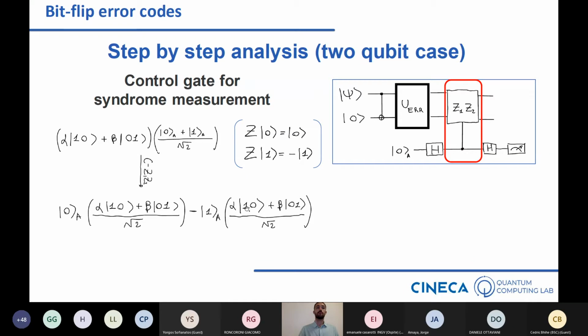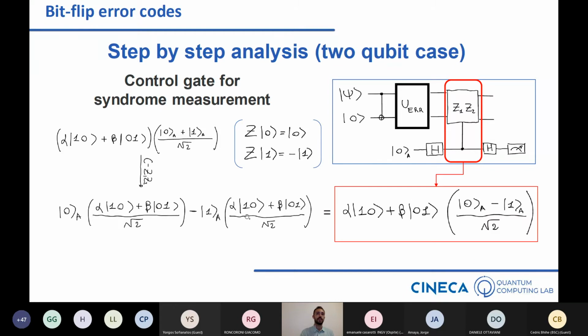And because, when the ancilla is in 1, you apply the Z gates, Z1, Z2. Z1 and Z2 here give you a minus sign that you can take out of the parentheses, okay? So after the control Z1, Z2, you get this state. But again, you can rearrange the state this way, so the quantity inside the parentheses is the same, so I can rewrite everything like this.